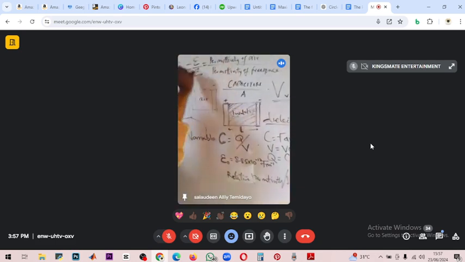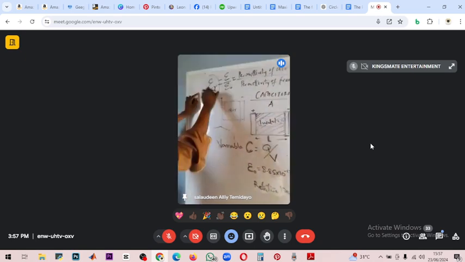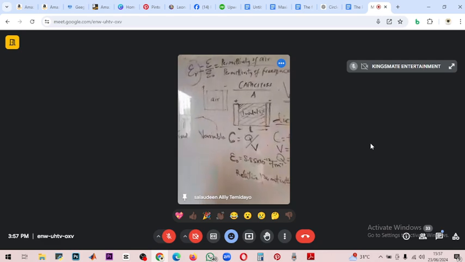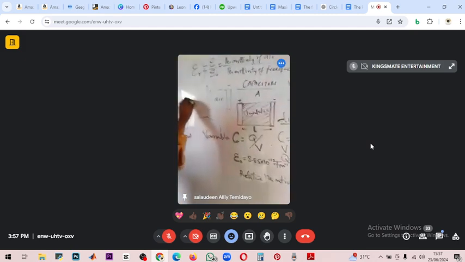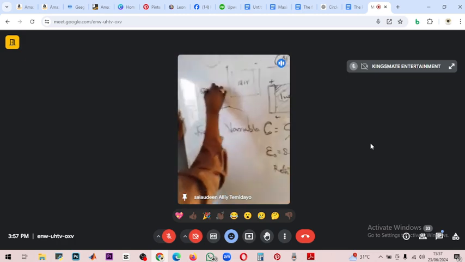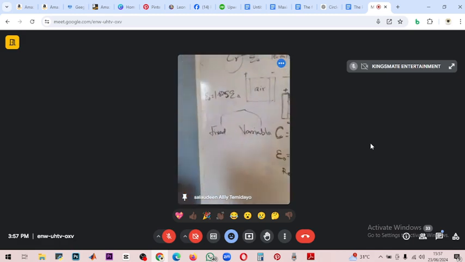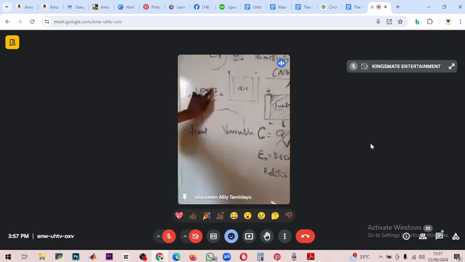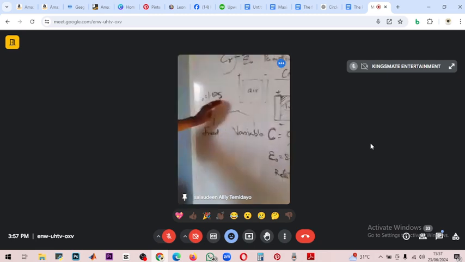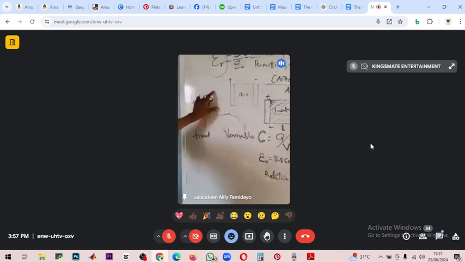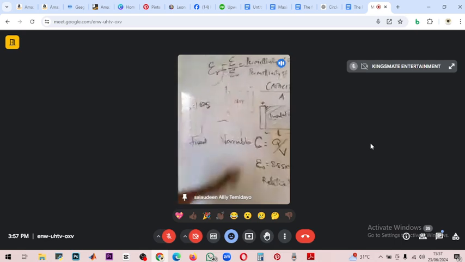So this is what we call the dielectric constant, that is relative permittivity. So the dielectric constant of air is always equal to 1.005 times the permittivity of free space. So the dielectric constant of air is always equal to 1.005. Having the dielectric constant of air now, we can have the permittivity of air itself.